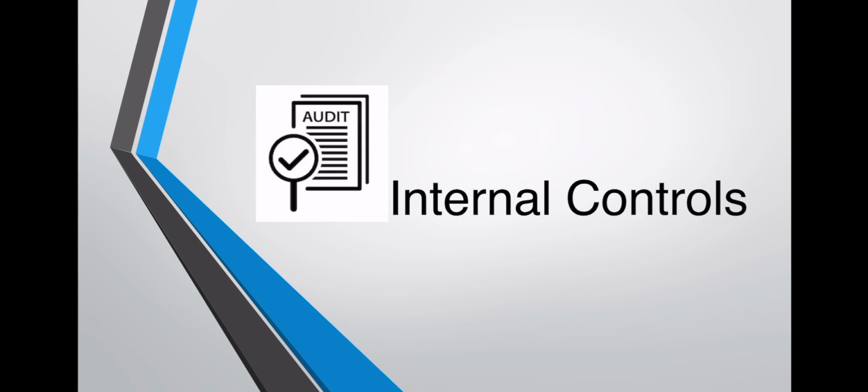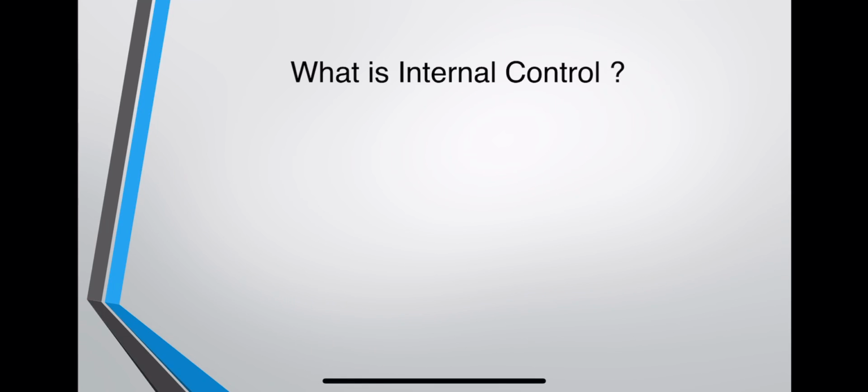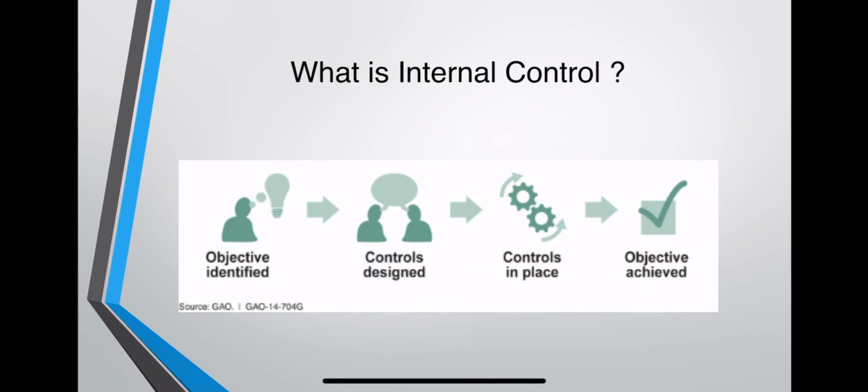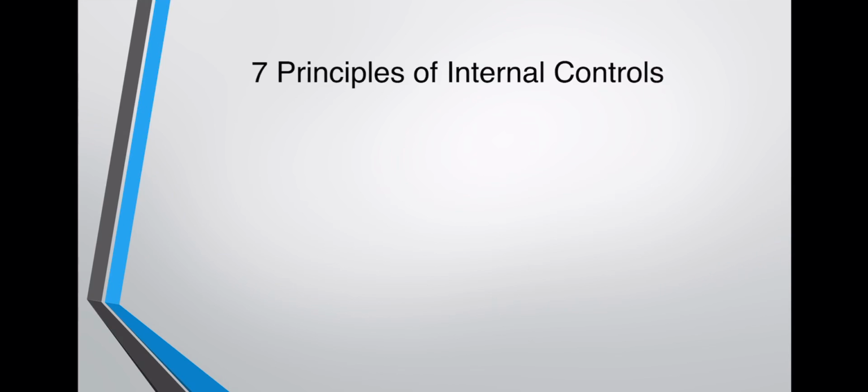So, I'm going to present about internal controls. First of all, I will talk about what internal control is. Internal control comprises the plan of the organization and all the coordinate methods and measures adopted within a business to safeguard its assets, check the accuracy and reliability of its accounting data, and promote operational efficiency.